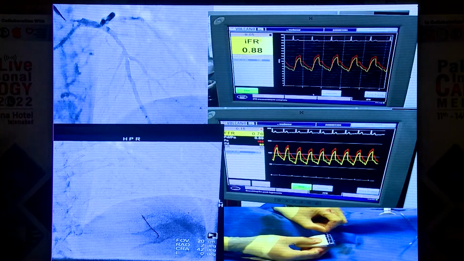And wait after giving nitro as well, and after flushing, a good 30 to 60 seconds. After doing that, then we did the iFR, and this came at 0.88. And the FFR after intracoronary adenosine, I used in this case about 100 micrograms, it came at 0.76. So the lesion was significant.